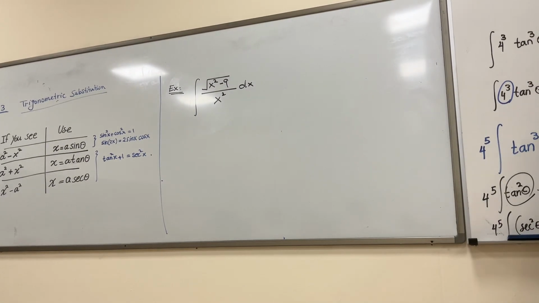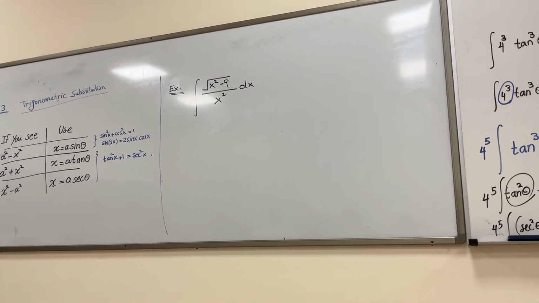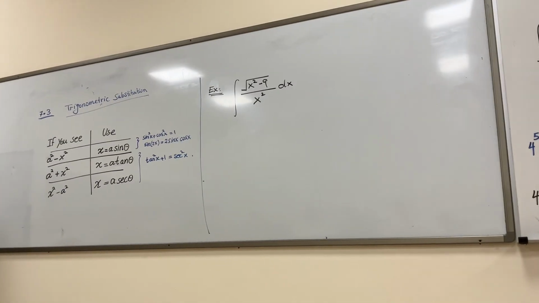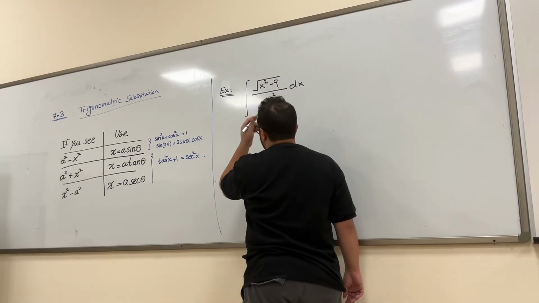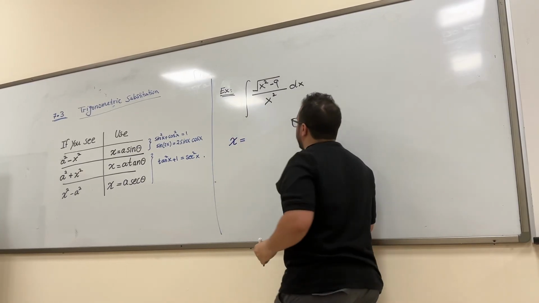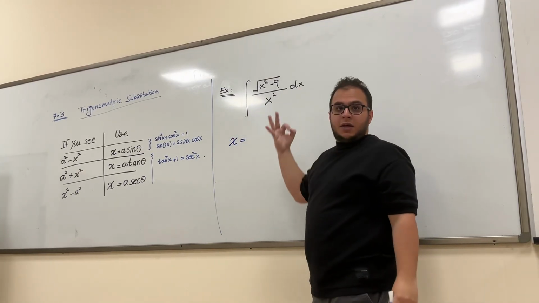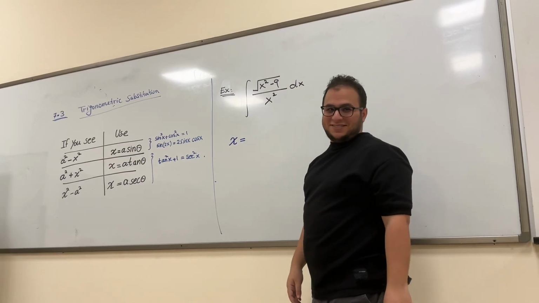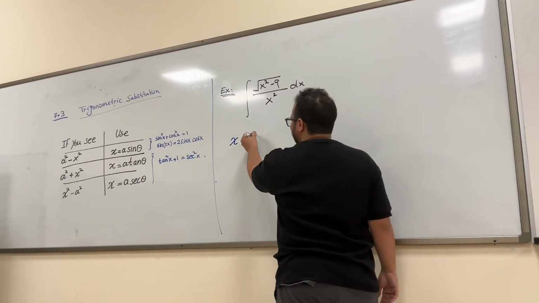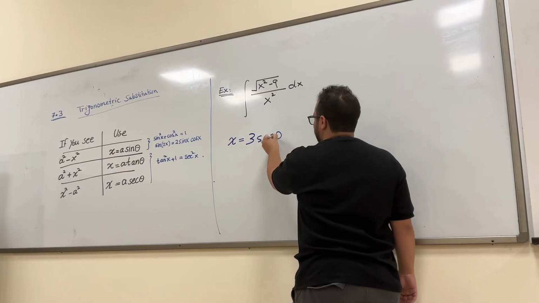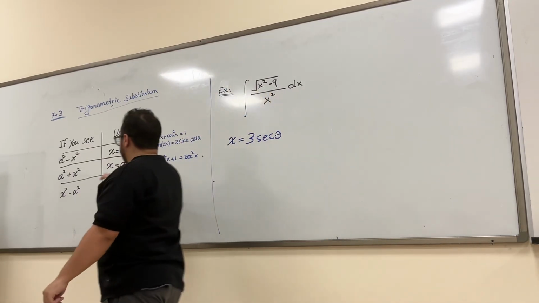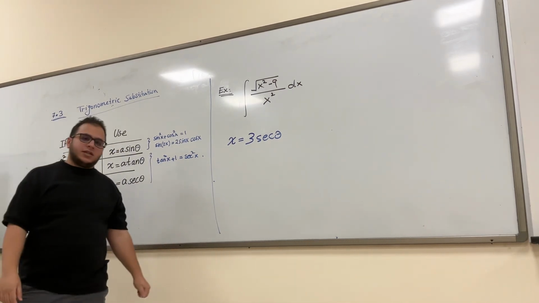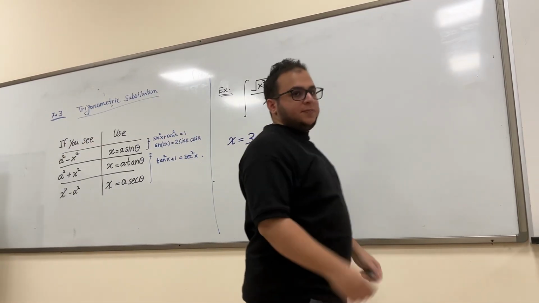Okay, which case is this? Secant. So x equals a secant theta. What is a in this case? Is it 9? It's 3, yes, because you take the square root. 3 secant. Why is it secant? Because it's of the form x squared minus a squared. a squared is 9, so a is 3. So x equals a secant theta.